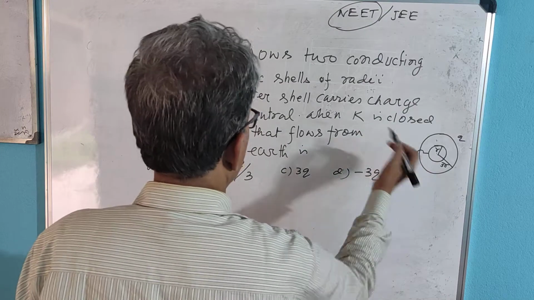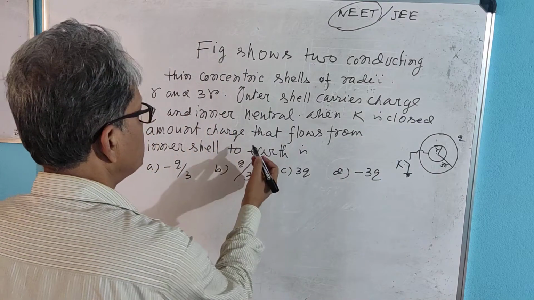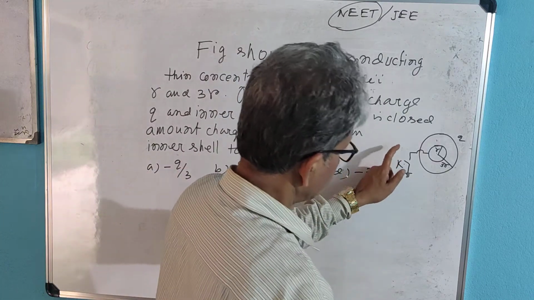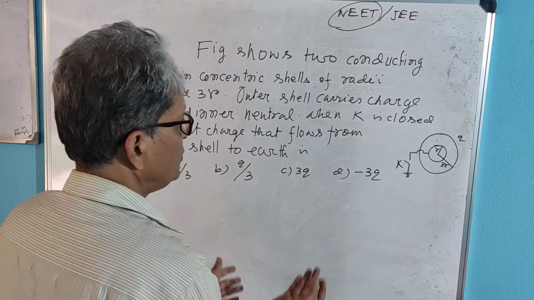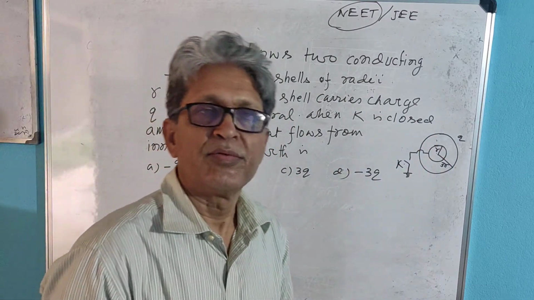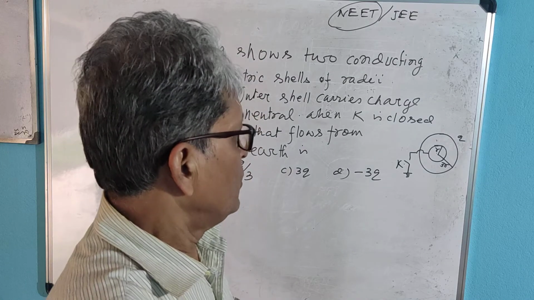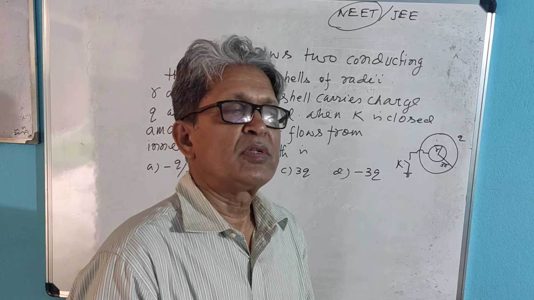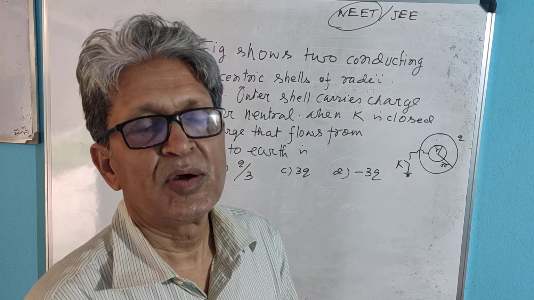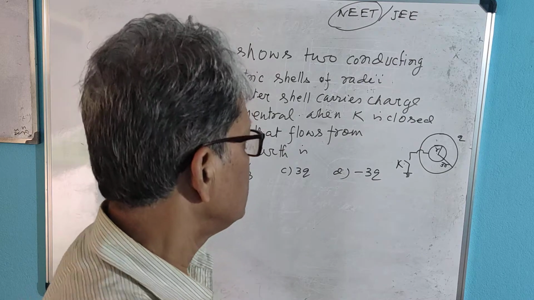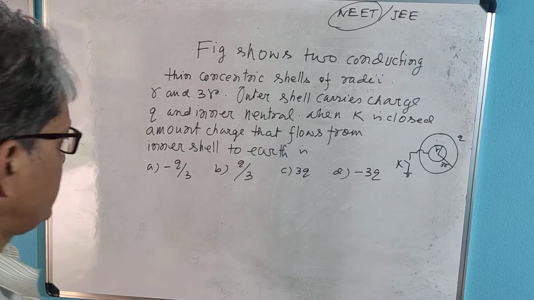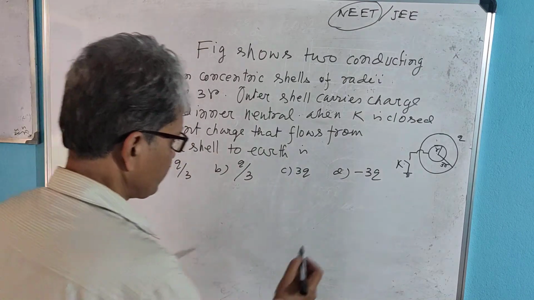When K is closed, what amount of charge will flow from the inner shell to earth? That I have to find out. What is the concept behind it? The concept is that earth has potential 0. So try yourself on this concept and find the answer.